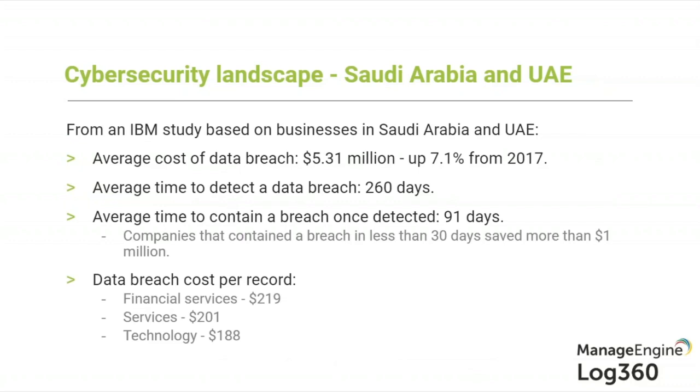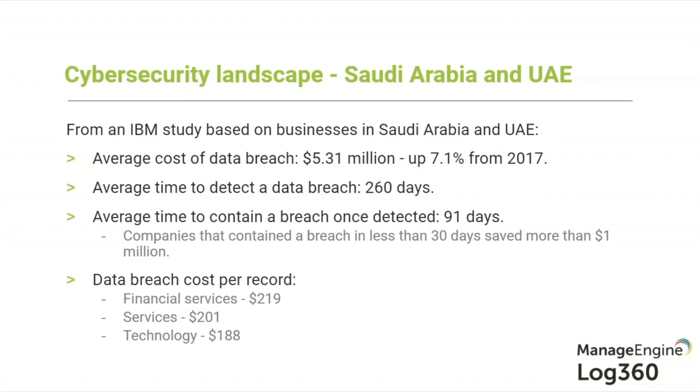And very quickly, here are some very specific facts for Saudi Arabia and the UAE. IBM conducted a study in these regions, and these are some of the pertinent facts that they came up with. In these regions, the average cost of a data breach is about $5.3 million, and it's up 7% from last year. And the average time to detect a data breach is even higher over here. It's about 260 days.